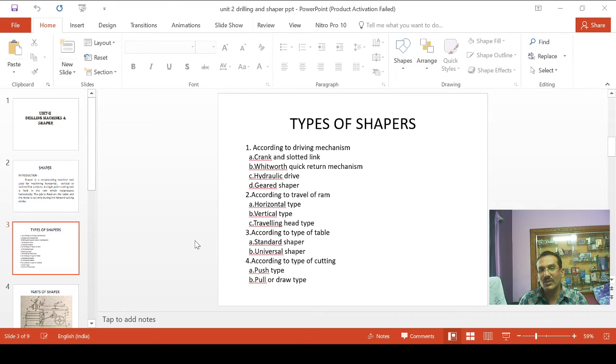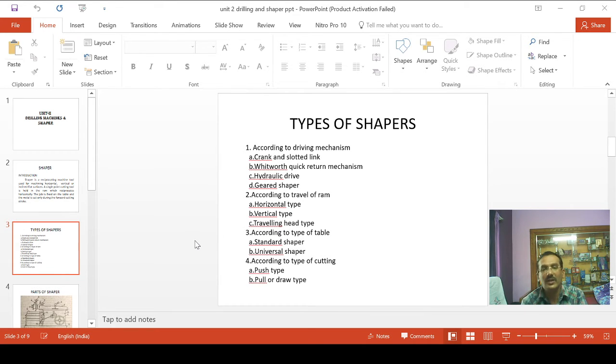Second is according to the travel of the ram, meaning in which direction the ram travels: horizontal or vertical type, or another one, the travelling head type. Third is according to the type of table employed in the Shaper. First is the standard Shaper, and another is the universal Shaper. These are the two types used according to their table arrangements.